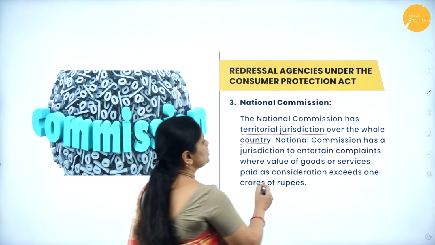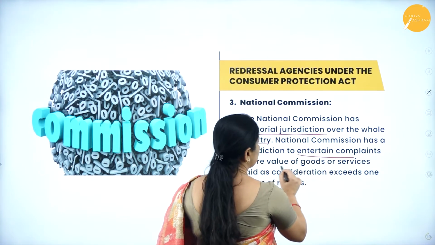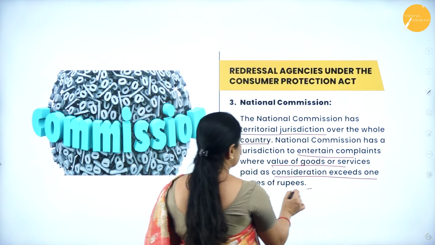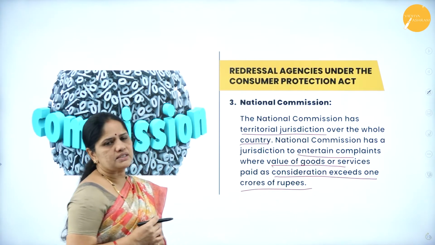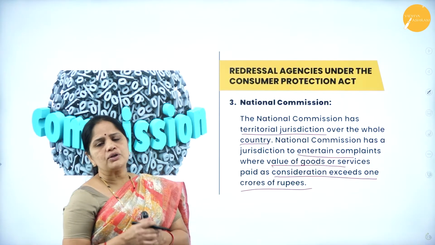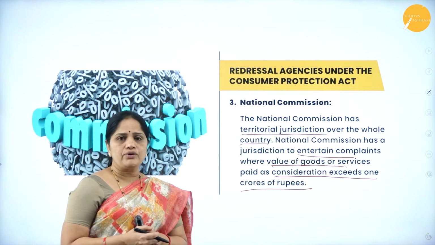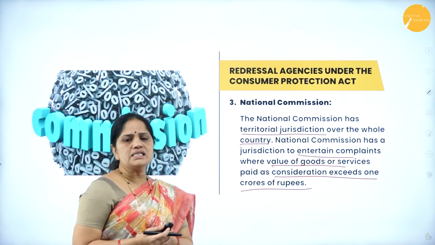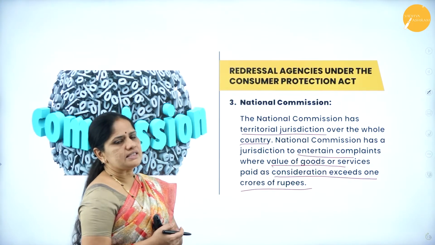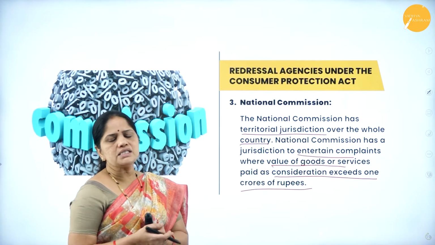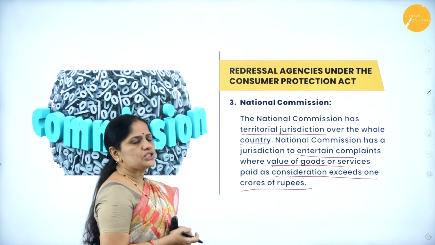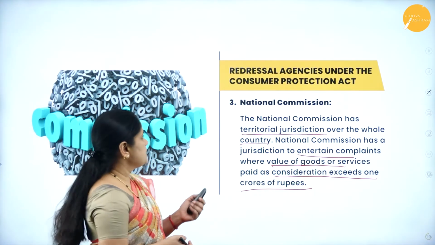So it has the jurisdiction to entertain complaints where the value of goods and services paid as consideration exceeds 1 crore of rupees. So if any consumer has been exploited to the tune of 1 crore of rupees, he can always go to the National Commission and get proper redressal for his grievances. So these are the various redressal agencies which have been set up by the Consumer Protection Act of 1986.